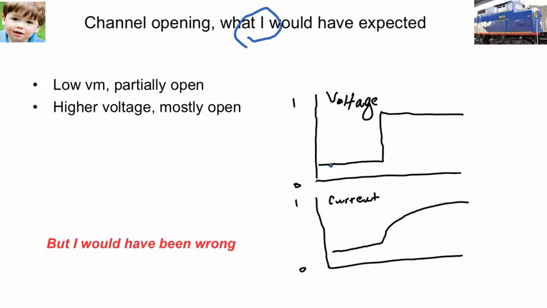The voltage that was applied was this voltage, a step. And I would have thought that what would have happened is that the current through the channel would have increased. It would not have gone up instantly, but it would have just increased once that voltage step was applied. Well, I would have been totally wrong.